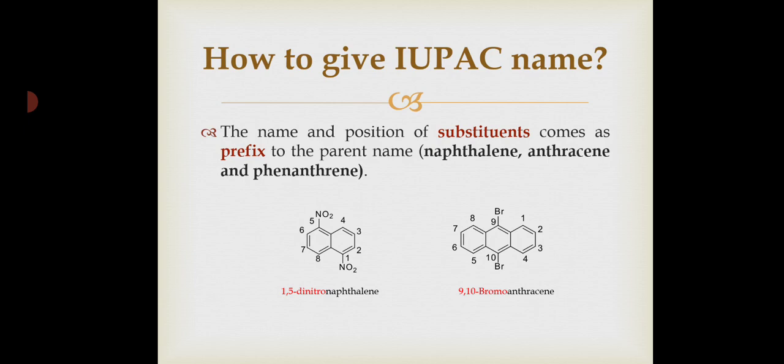And bromo never comes as a suffix. It is always as a prefix. And so the name is 9,10. Here it will be dibromo. And I have written it only bromo, but it will be 9,10-dibromoanthracene.